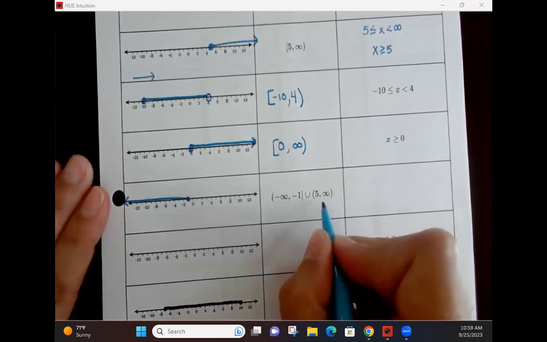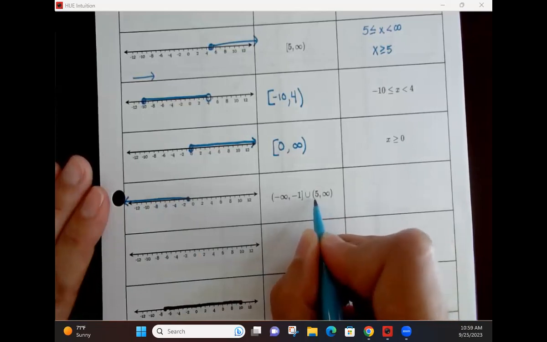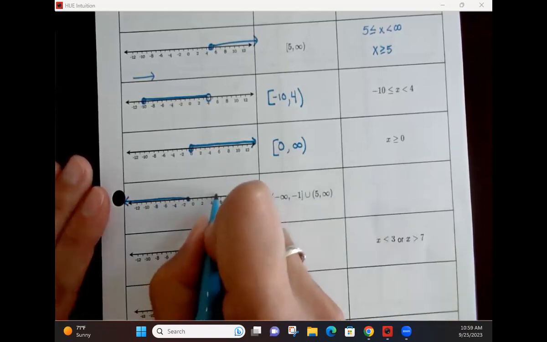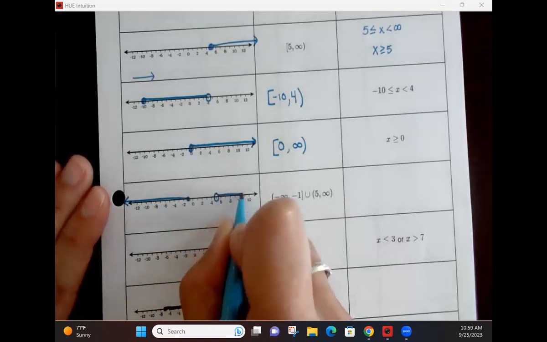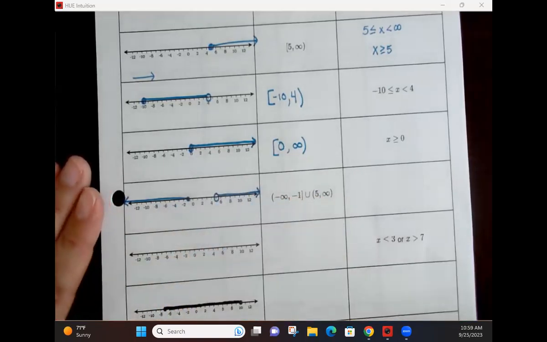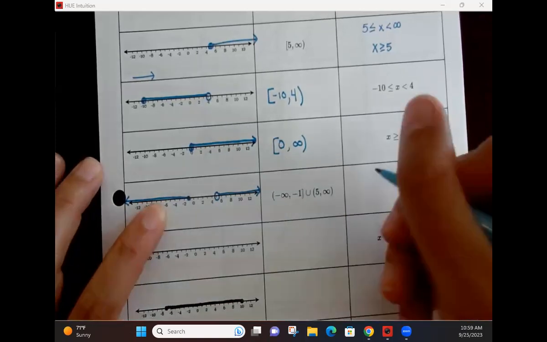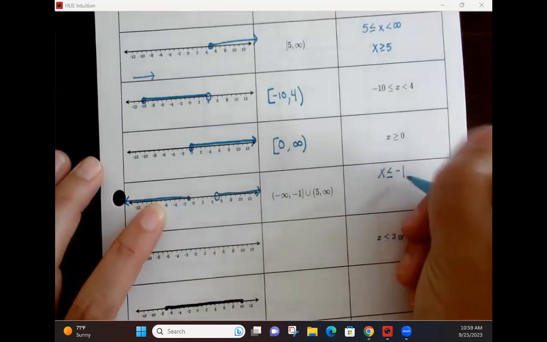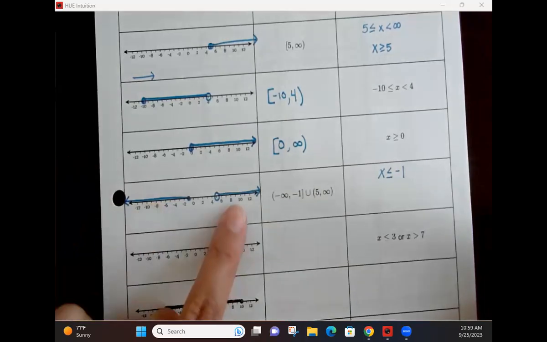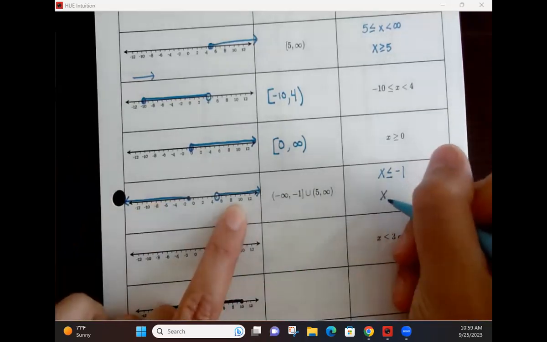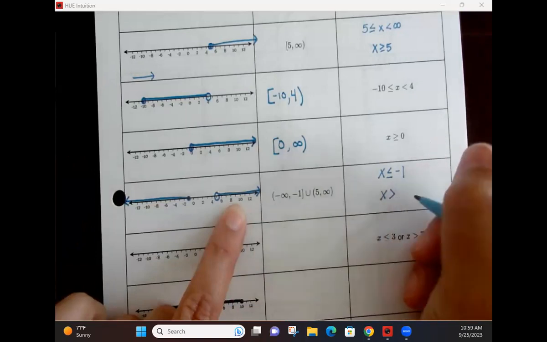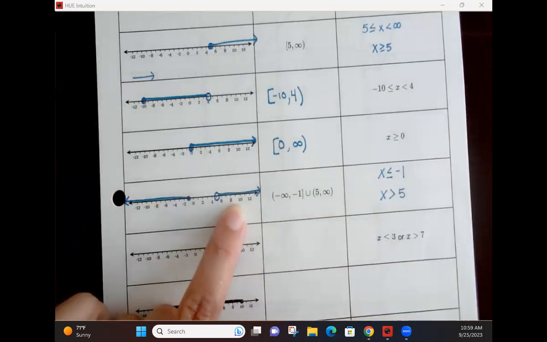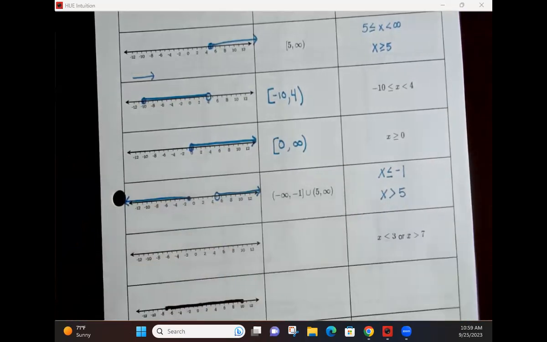And then for my second piece, 5 to infinity. Notice it's a parenthesis next to 5. So at 5, we would have an open circle and then everything bigger. In inequality notation, this first piece would look like x is less than or equal to -1. My second piece would look like x is greater than 5. It's an open circle, so strictly greater than.